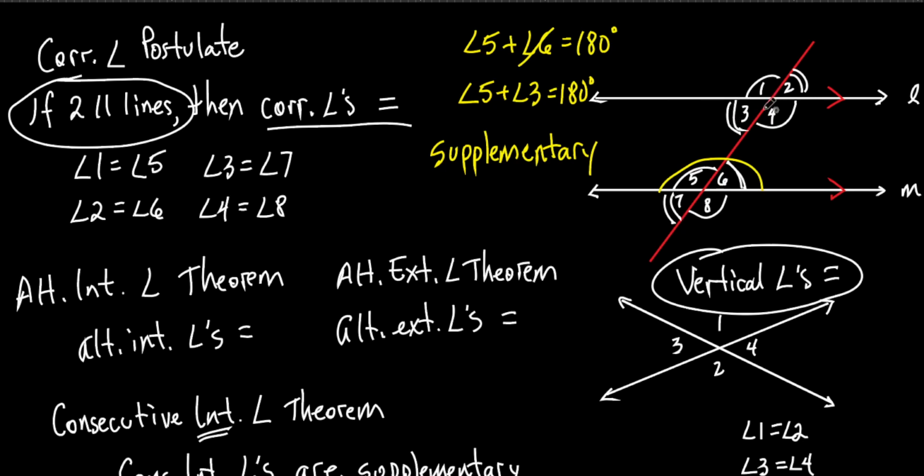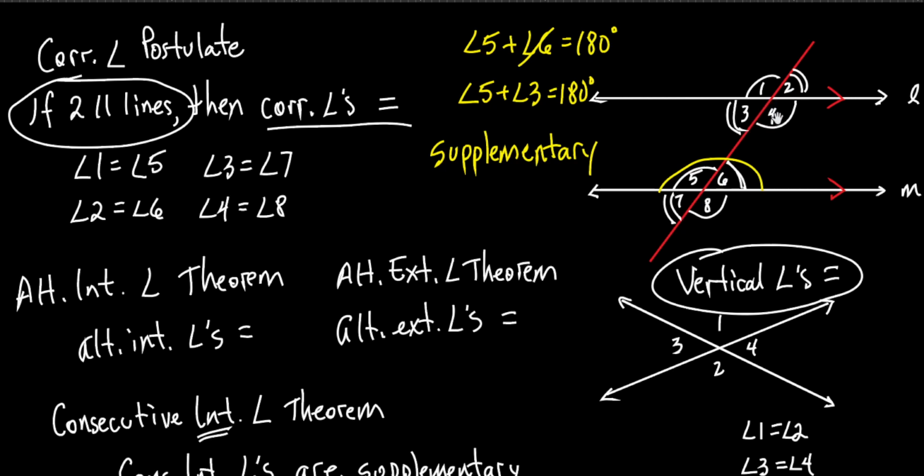Because look, this is an acute angle. This is obtuse. Okay, they are definitely not equal to each other. So what's my other choice? They're supplementary, which means they do what? They add up to 180 degrees. Okay, we good with that? Yeah. There's one more theorem before we do an example.